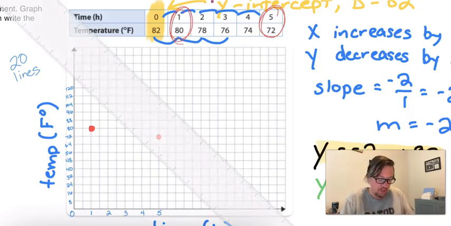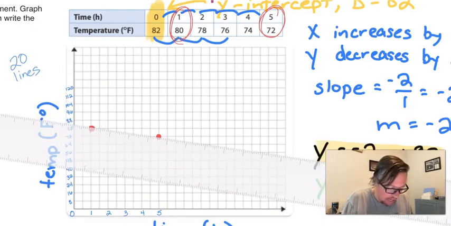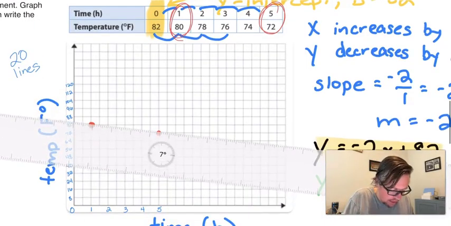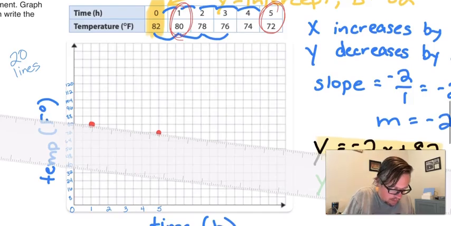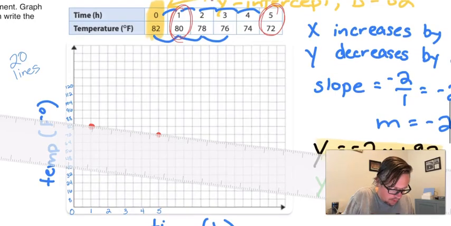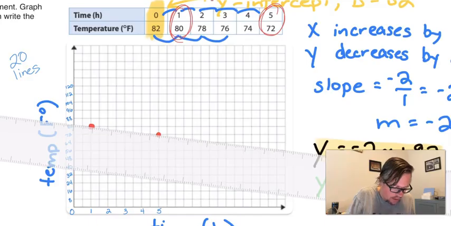Your graph may look different than mine because you may not have gone by eights on your y-axis, depending on how many lines you have. Maybe you went by a different number than I did. Maybe you went by sixes, for example. Sixes probably would have worked out nicely. That'd be okay. Trying to line this up the best I can. That seems okay. Go ahead and draw a line. There we go.